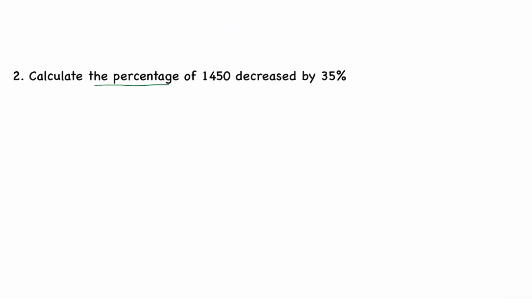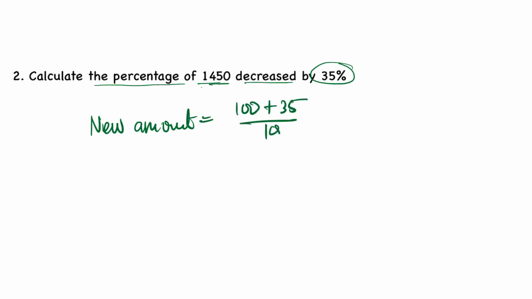Now let's look at example 2. It says calculate the percentage of 1450 decreased by 35%. So this is what you do. You say new amount. What will this amount be? So it will be 100% plus 35%. You divide by 100 and then you times by 1,450. So if you punch it in the calculator, it's 135 divided by 100, you times by 1,450.